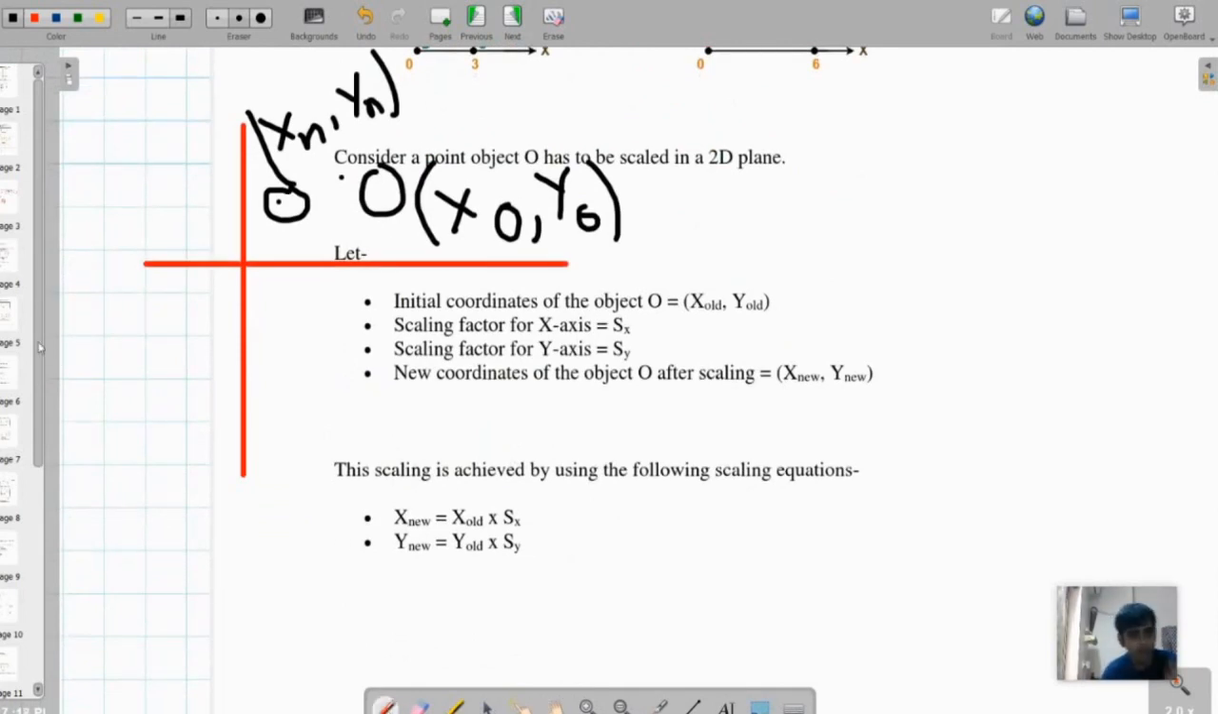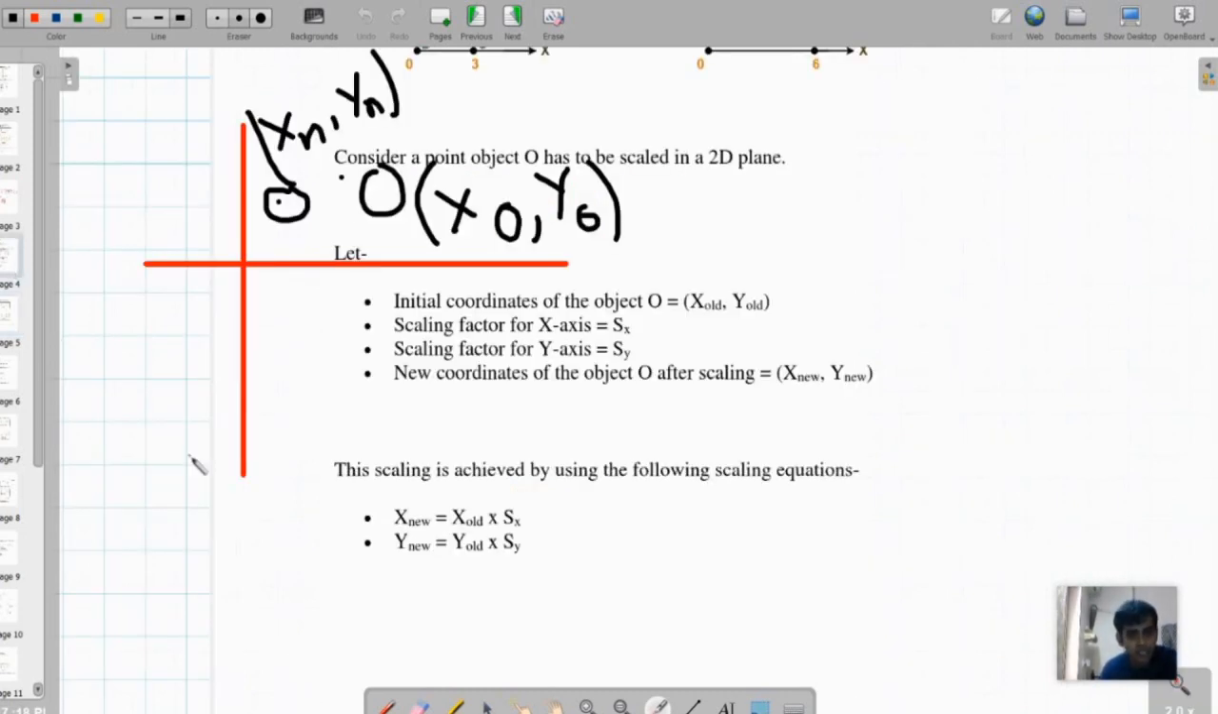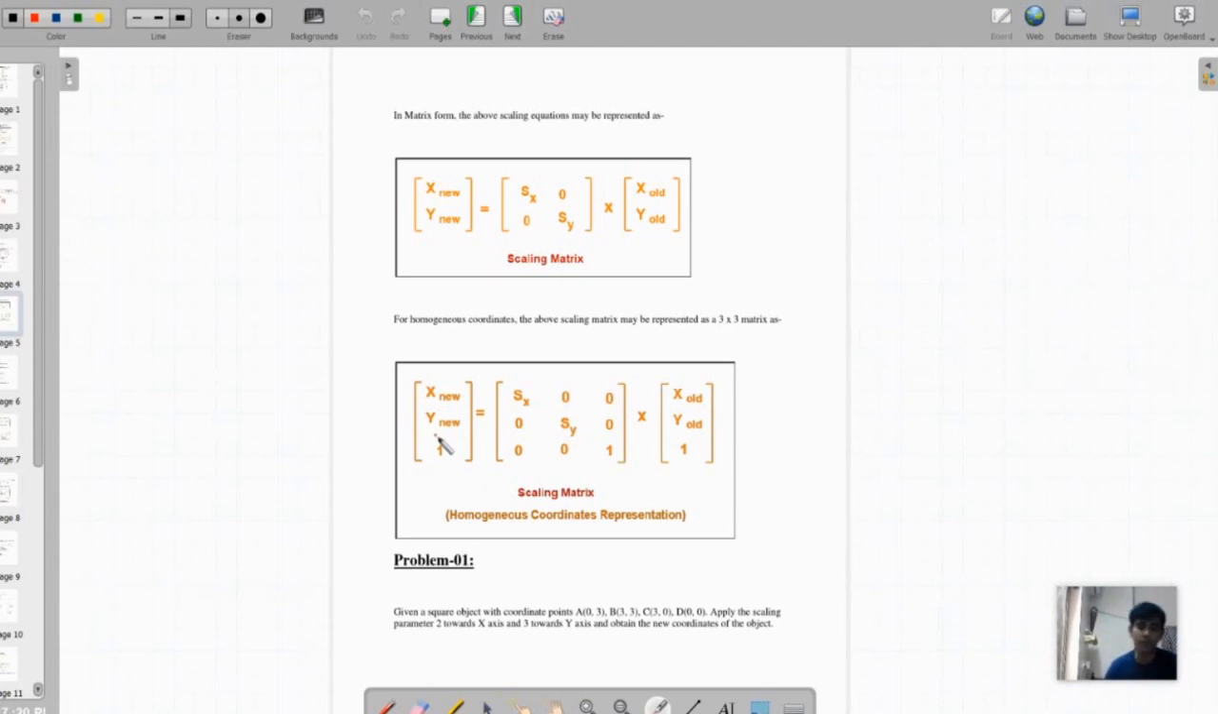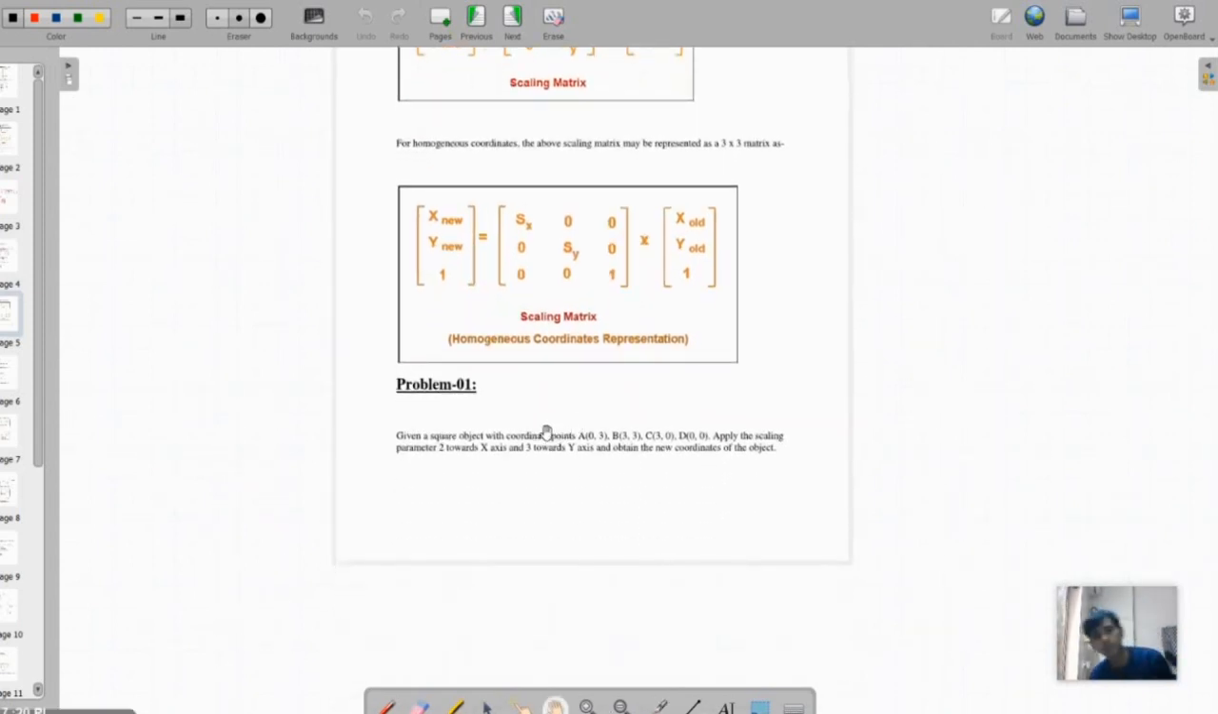Now, if you express these two equations in a single equation involving matrix, this can be the matrix representation of a scaling matrix in Cartesian coordinate system. Now, to put those ideas into work, let me try to solve a real-time problem.